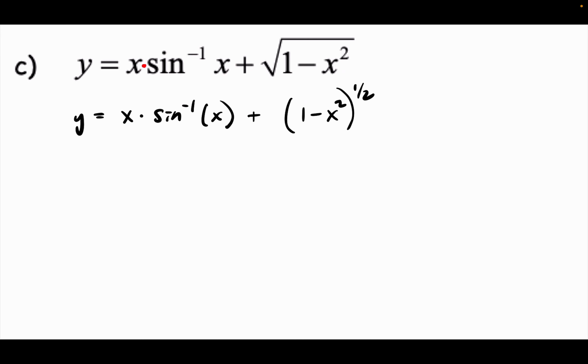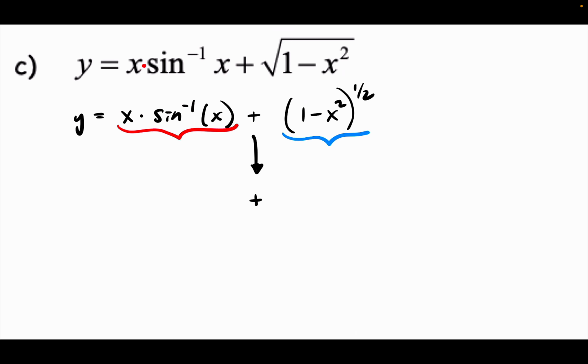Okay, so the plus is going to come straight down. On the left side of the plus, I have to use the product rule. On the right side of the plus, I have to use the chain rule. Okay? All right, so let's do the left side first.